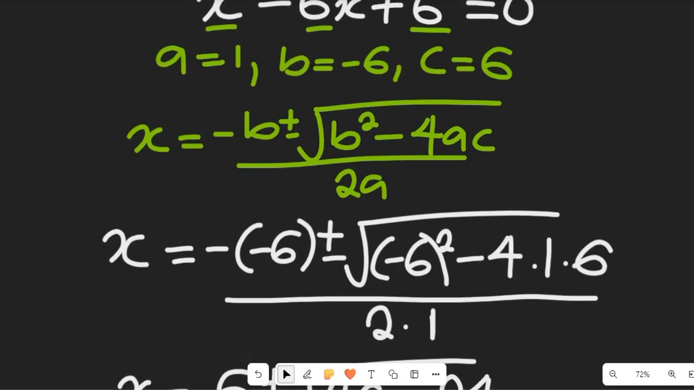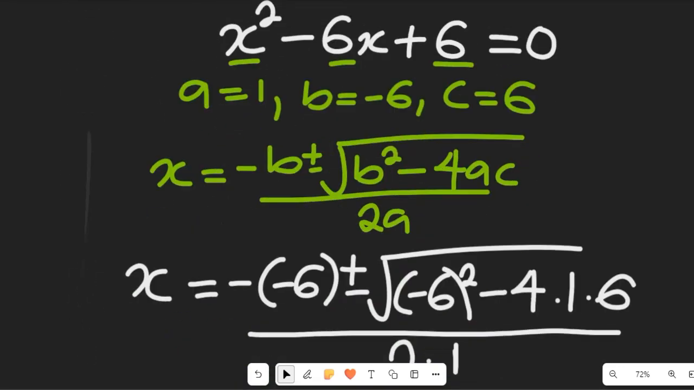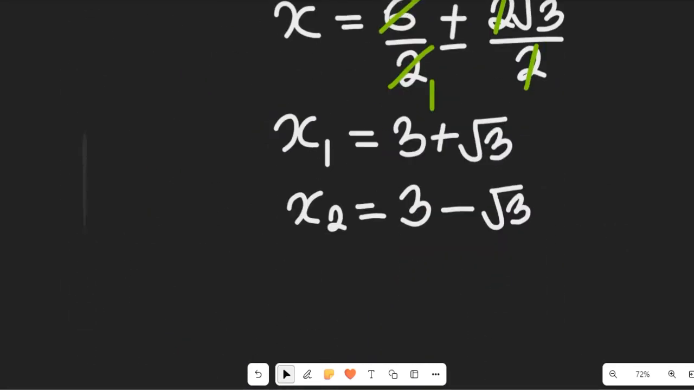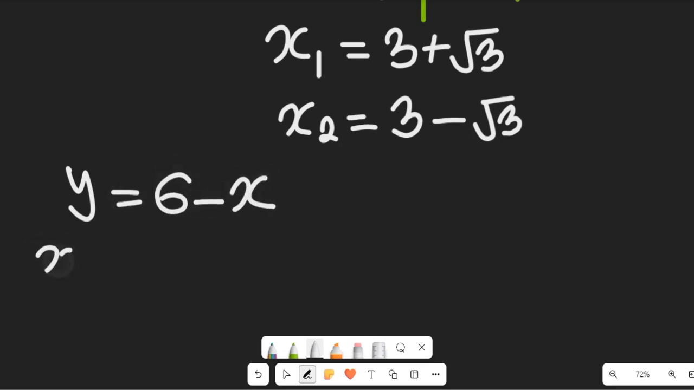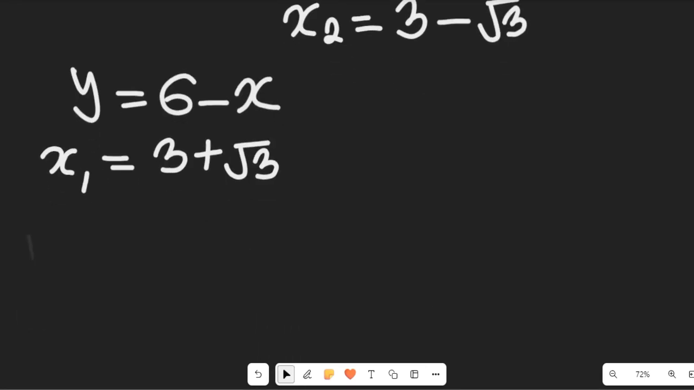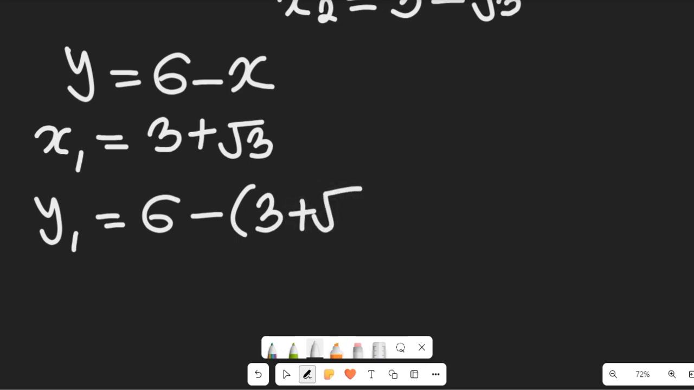Now, recall that from the first expression, equation 3, we said y is equal to 6 minus x. So, from that equation 3, we can find the value of y. Given the first value of y, y is equal to 6 minus x. So, if our x1 is equal to 3 plus root 3, that means our y1 will be equal to 6 minus 3 plus root 3.